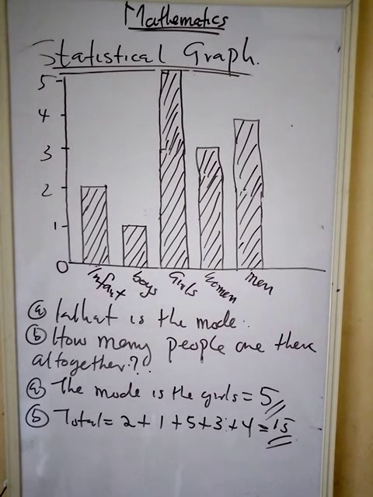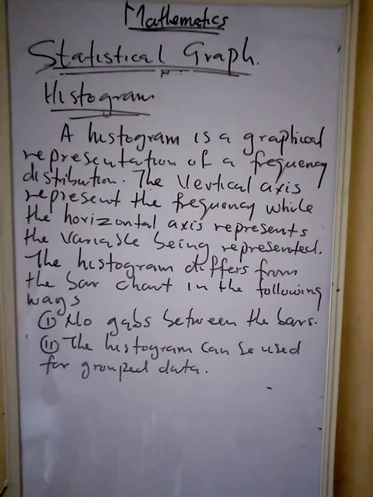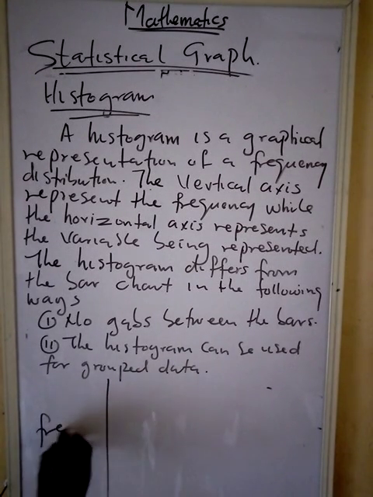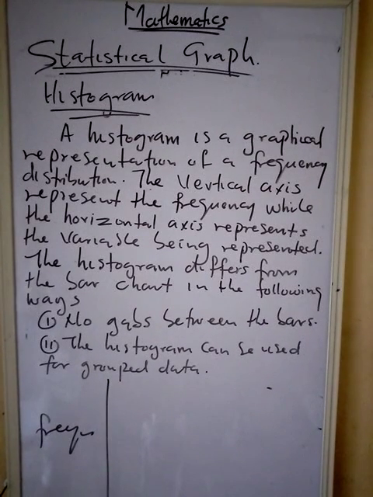So the next one we want to do now is our histogram. A histogram is a graphical representation of a frequency distribution. The vertical axis, the standing axis like this, represents the frequency, while the horizontal axis represents the variables, anything you want to use, like beans, rice, all those things.